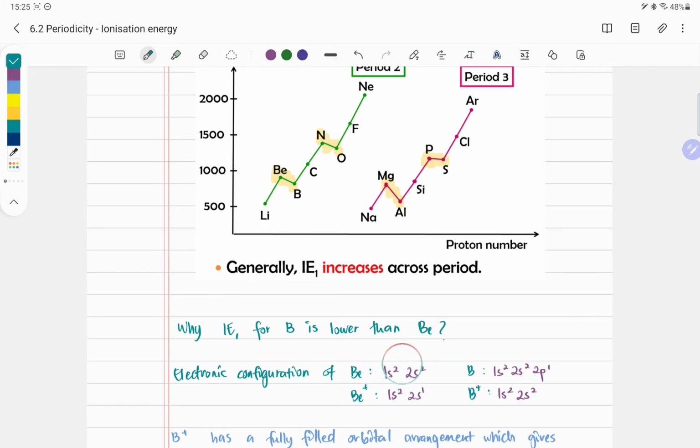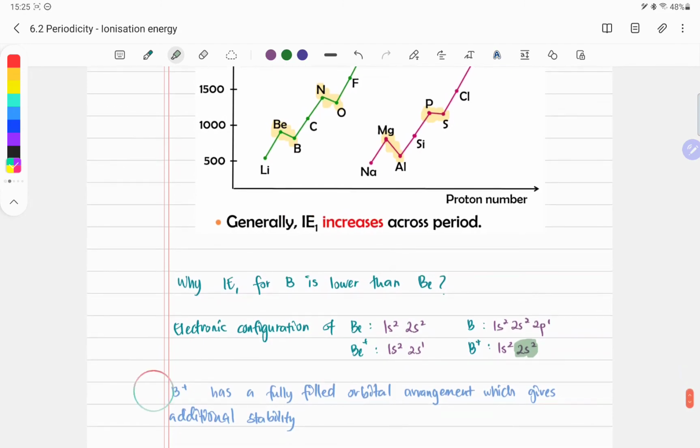Kalau beryllium, dia punya electronic configuration is 1s2 2s2 dan Be+ is 1s2 2s1. We don't see anything weird with this. Kalau kita tengok boron, 1s2 2s2 2p1 adalah electronic configuration dia. Dan apabila dia buat B+, dia jadi 1s2 2s2. Okay, now kalau kita tengok dekat sini, 2s2 ini adalah fully filled orbital. Okay, so B+ has a fully filled orbital arrangement, which gives additional stability. Sebab kalau kita ada orbital arrangement, elektron dalam orbital tu penuh, dia ada kestabilan yang lebih sikit.